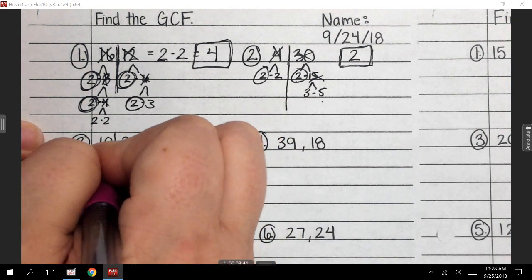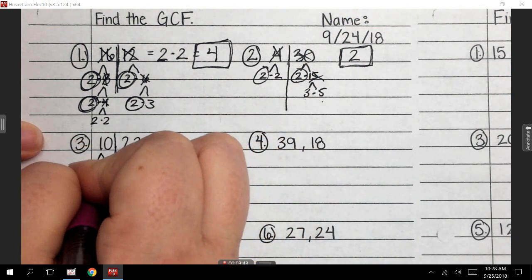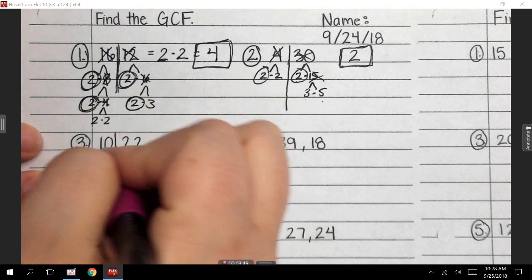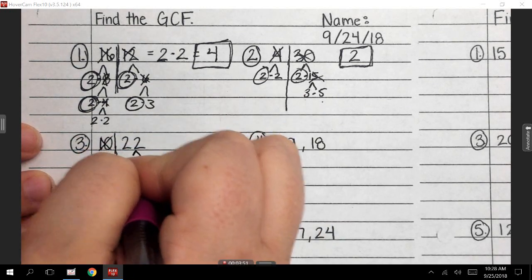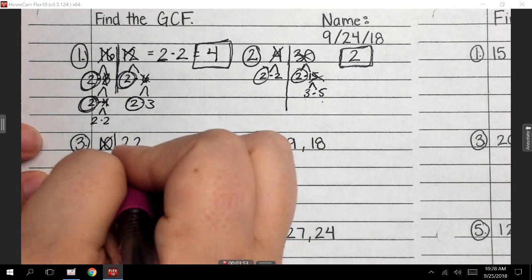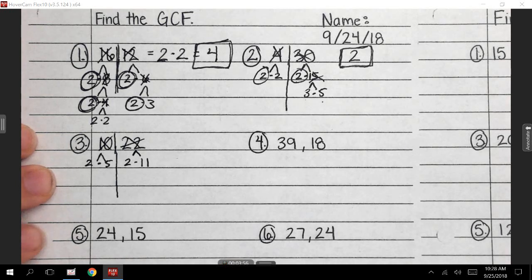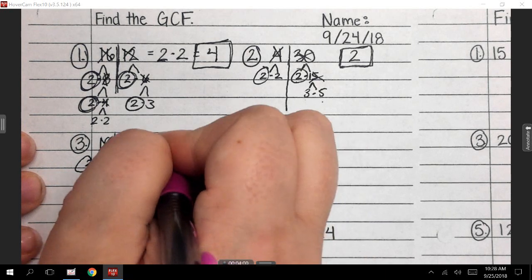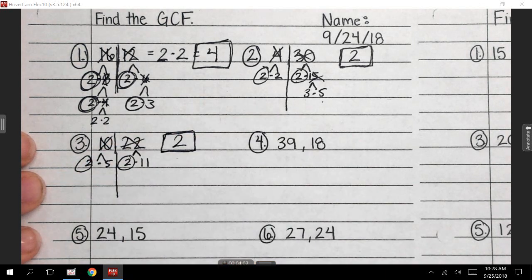All right, for number 10, we should have that 10 split. Guys, I split mine into 2 times 5. That's really the only option. If you do 5 times 2, it doesn't matter. That's fine. All right, 22, 2 times 11, or 11 times 2. Same thing. What do these 2 have in common? 2. The 2, so my GCF is 2. All right, making sure you're checking your work.